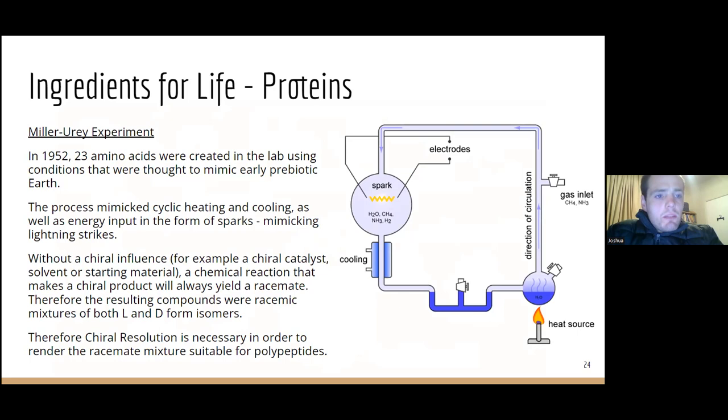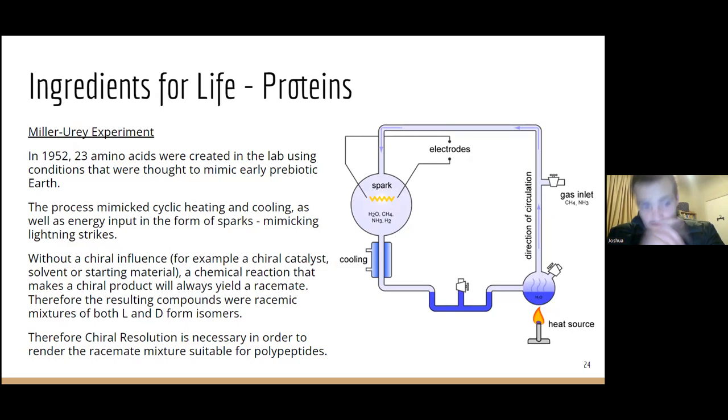So the Miller-Urey experiment, which is a famous experiment in 1952, was two scientists trying to work out how some of these amino acids could have come about on a prebiotic earth. The process mimics cyclic heating and cooling, as well as energy input in the form of sparks, mimicking lightning strikes.